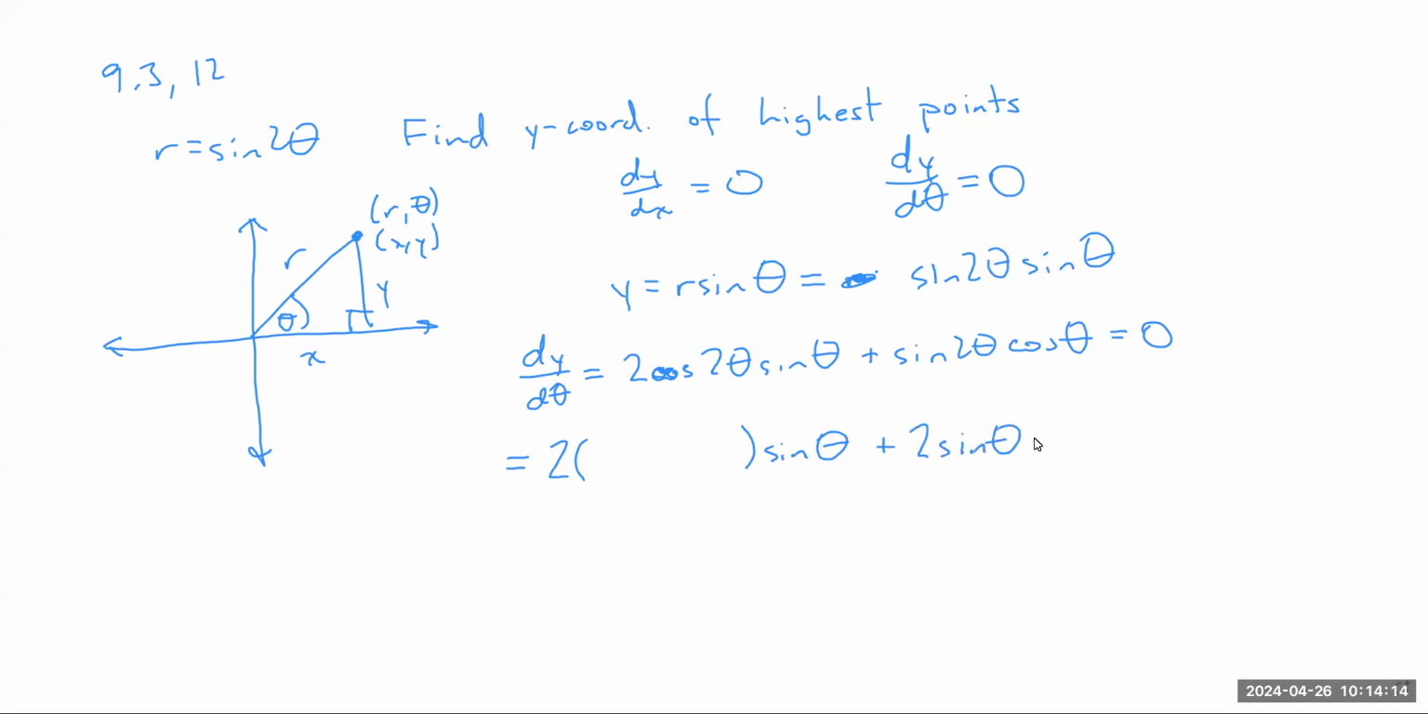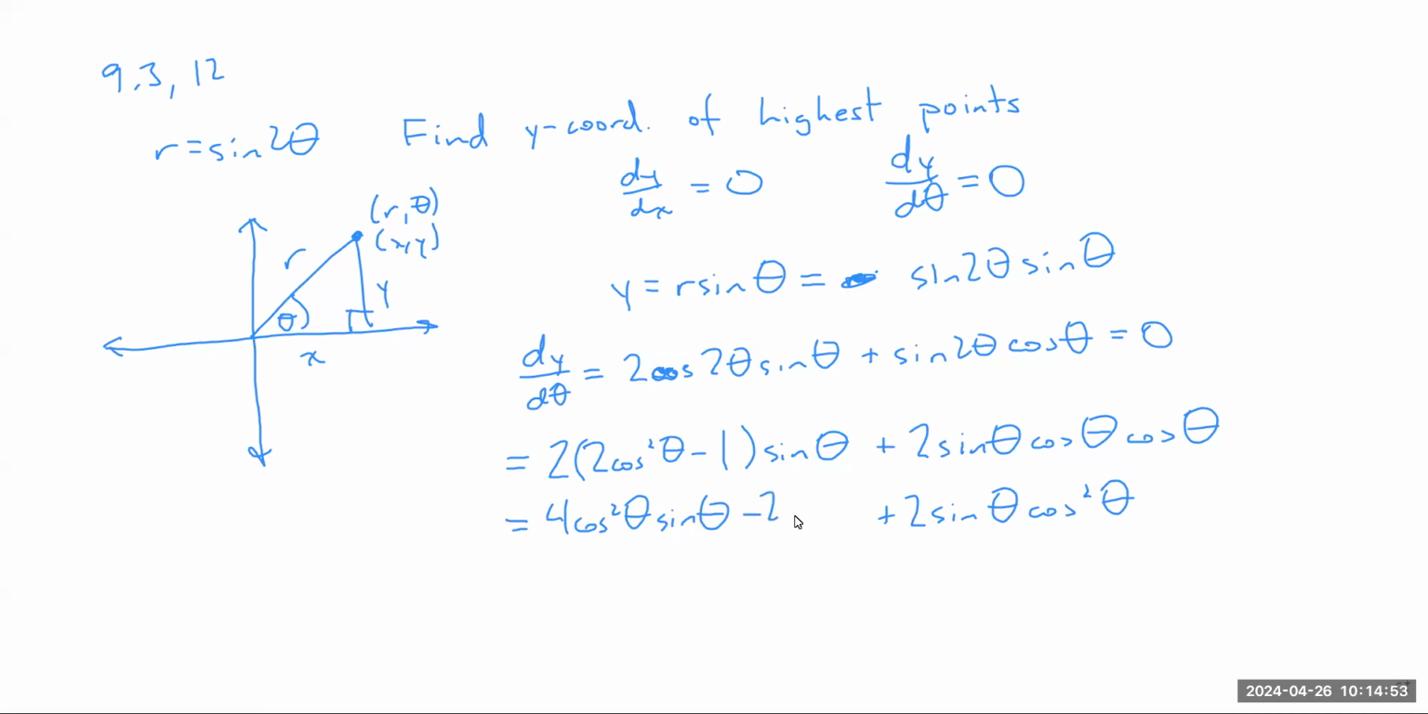There is an identity for sine 2 theta. There's only one, so 2 sine theta cosine theta. This comes to be 2 sine theta cosine squared theta. I think because of the way this right-hand term shook out, I would go with this identity for cosine 2 theta. So foiling that out, or expanding that, I get what? 4 cosine squared theta sine theta minus 2 sine theta.